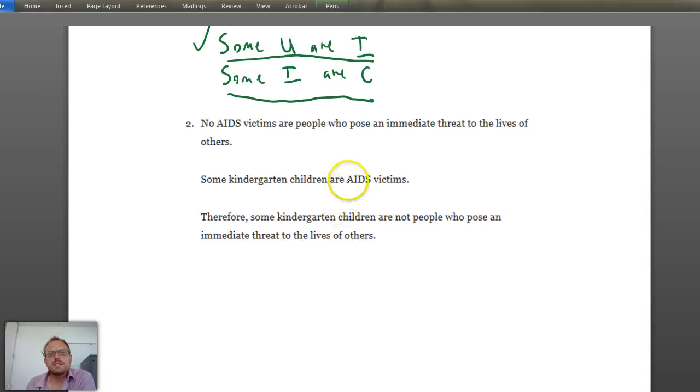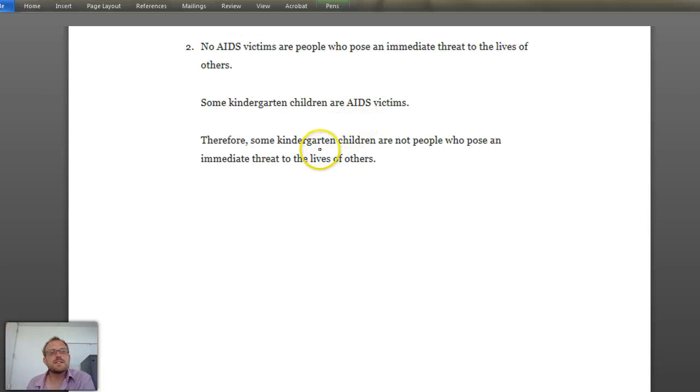Okay, so I'm hoping you see now how to do this. And so maybe at the very end here, I'll go over the quick steps just to help formulate it in your head. You'll see that like most things, this is just going to require lots of practice. Okay, so let's start here. We see a no. No AIDS victims are children who pose an immediate threat to the lives of others. That's an E statement. Some kindergarten children are AIDS victims, right? So that's an I statement. And therefore, some kindergarten children are not people who pose an immediate threat to the lives of others. That's an O statement.